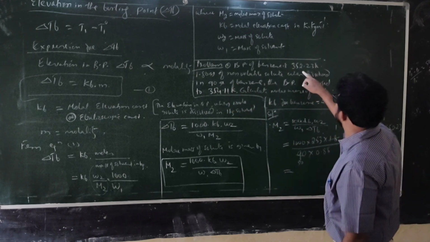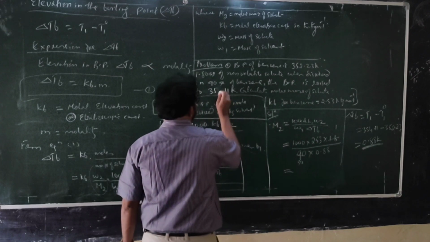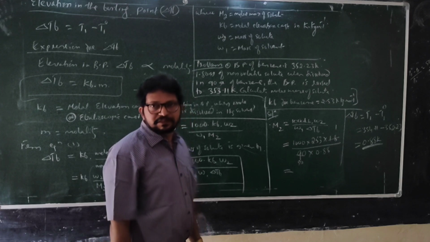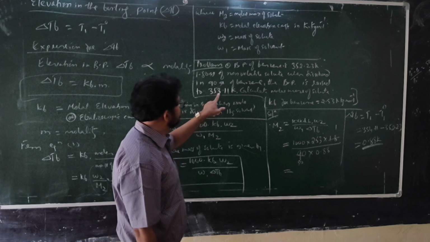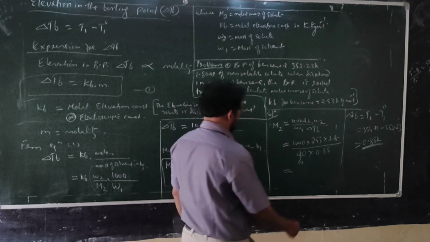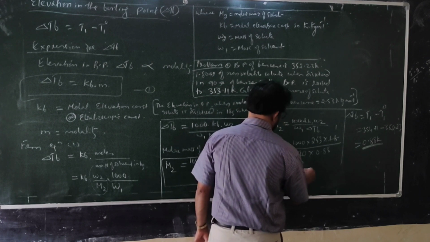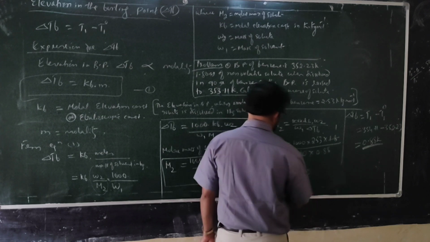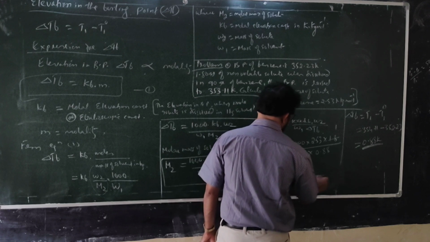This is 352.23, 353.11. There is a correction here. 352.23, 353.11. So it is 0.88. So if you work out this, it becomes 253 in the numerator, divided by 50 into 0.88.